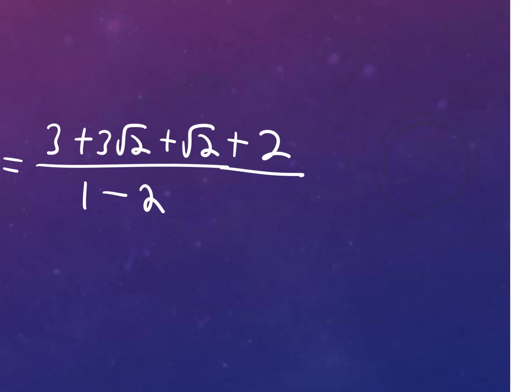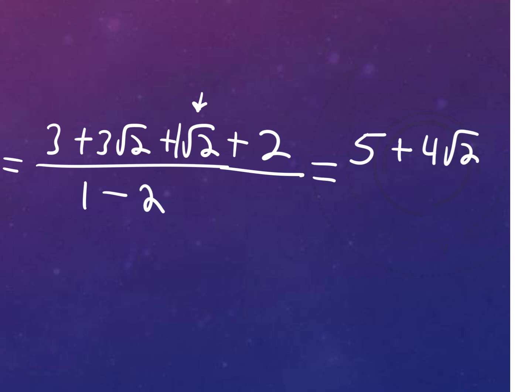And then now what we can do is simplify as much as we can. What are our like terms on top? Okay, good. So that's going to get you 3 plus 2 is 5. And then 3 square root of 2 plus the square root of 2 is what? 4 square root of 2, right? We pretend that there's a what in front of this radical? A 1, right? And you combine the numbers in front. Over, what does the bottom become? -1.